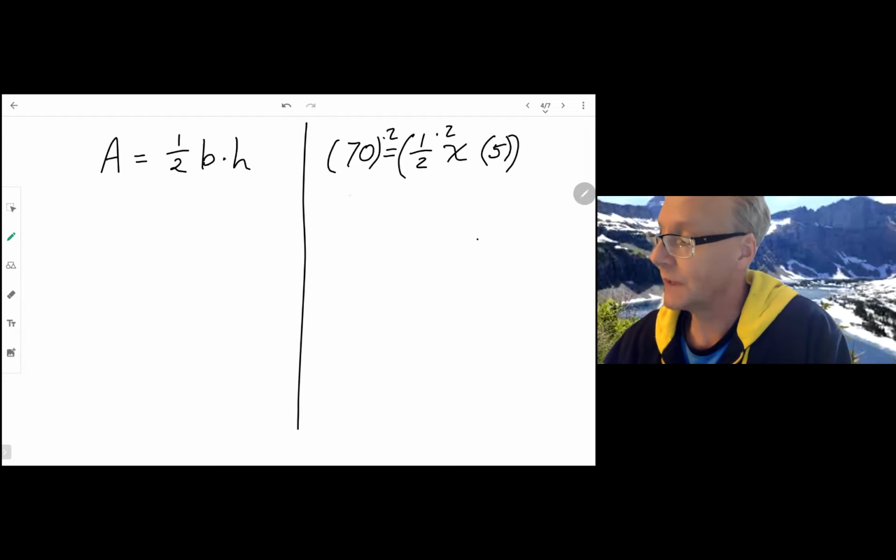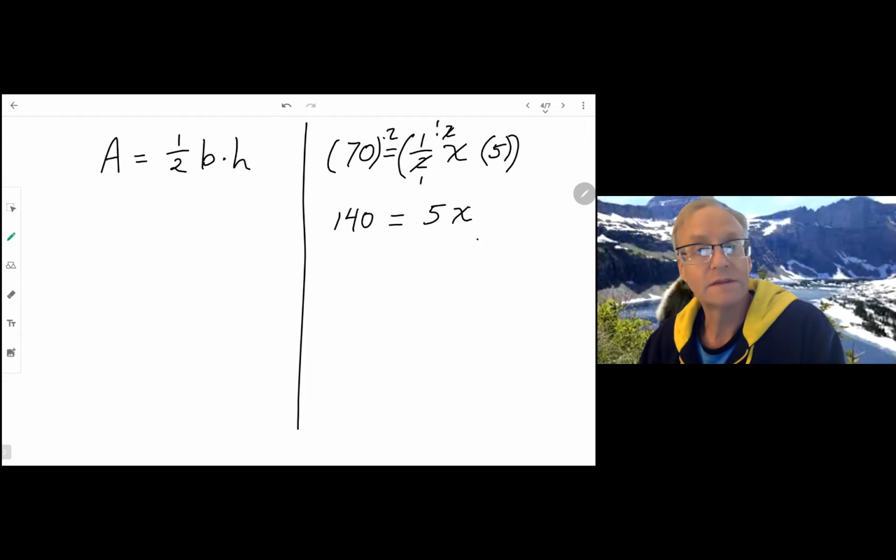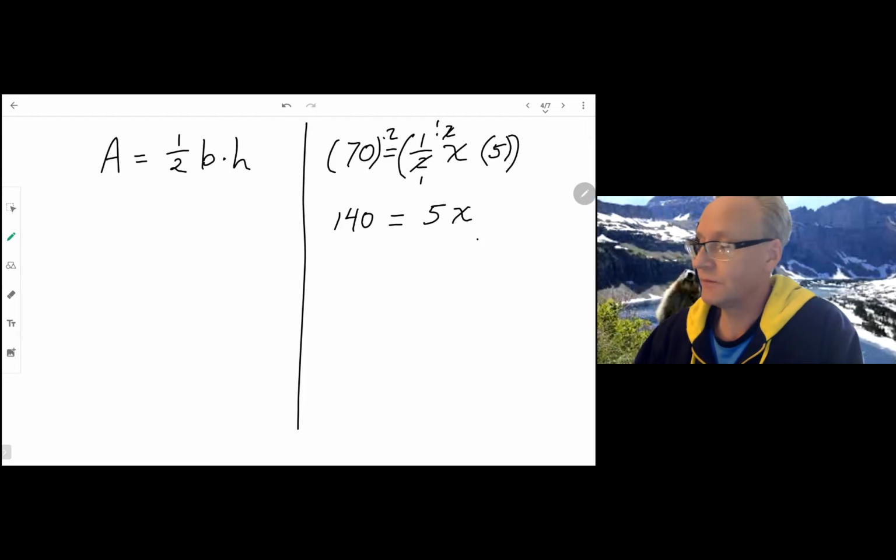That's going to give me 140 is equal to, now look at this, the 2 simplifies with the 2 to just give me x times 5, or 5x. And now I can solve it very simply without a fraction. I'm going to divide by 5 on both sides. Now watch what I'm going to do on the other side.